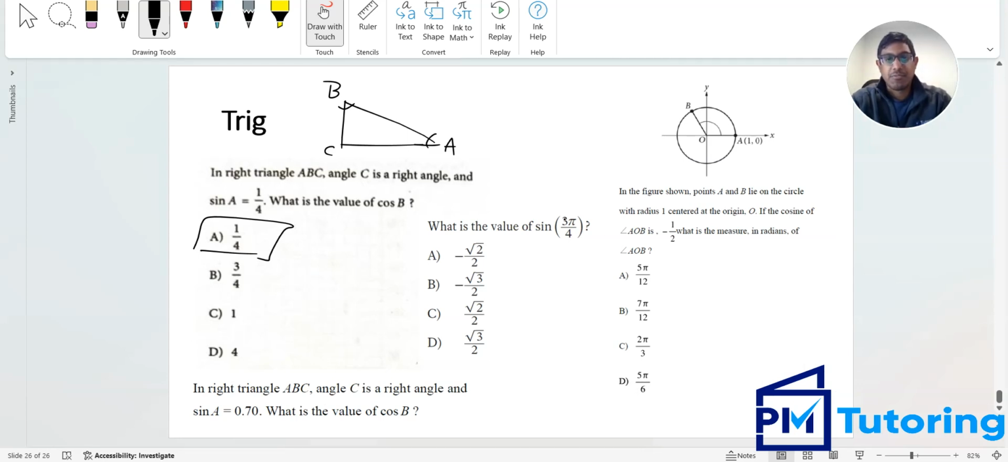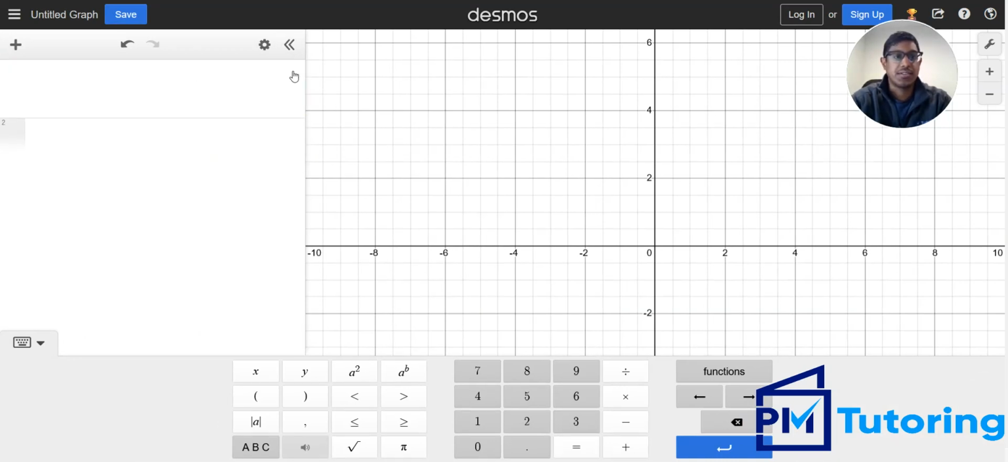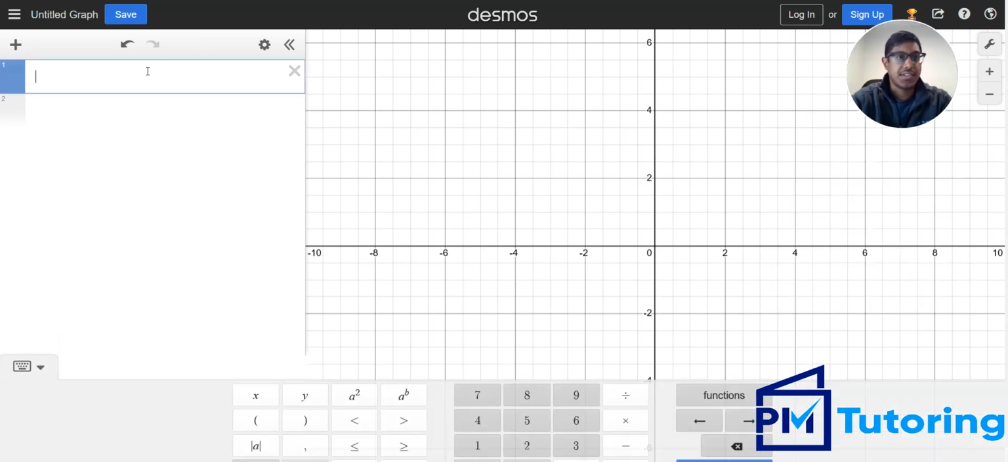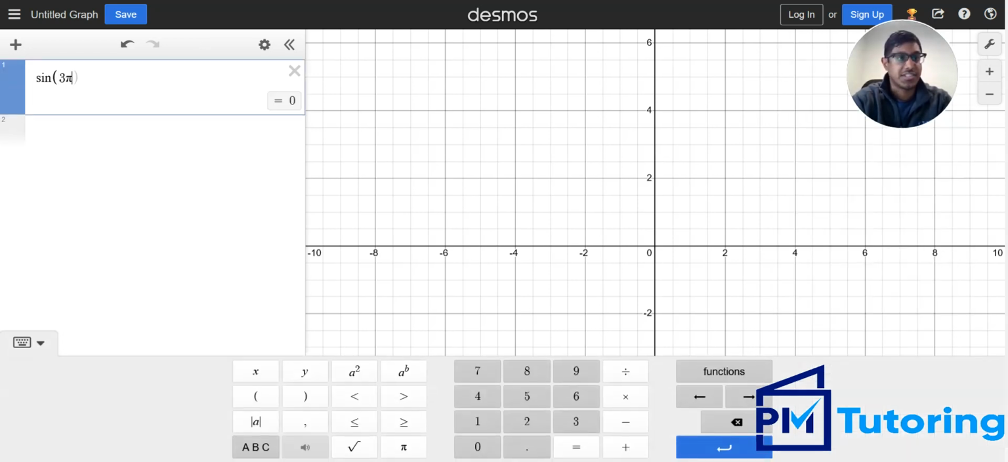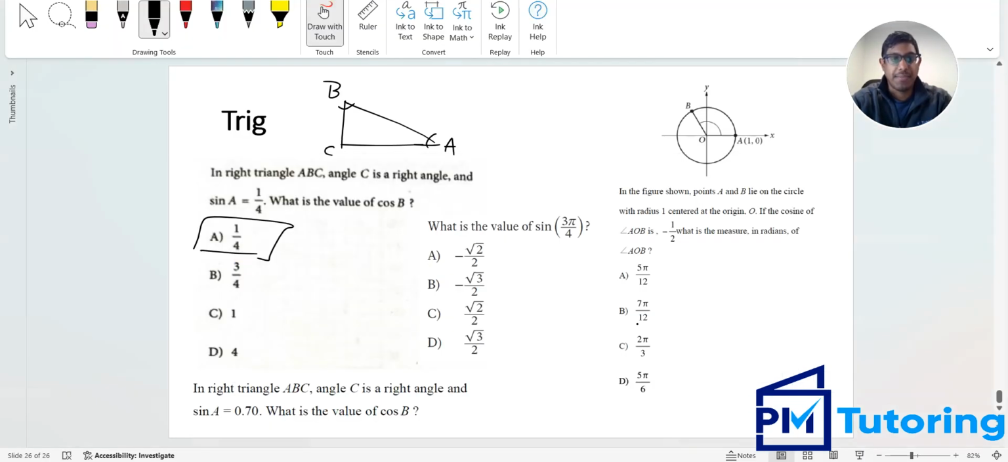Now keep in mind, when we're dealing with pi, we're probably being tested on radians. So if we wanted to find the sine of 3 pi over 4, we have to convert into radians. So we could do our little wrench over here, change to radians, sine of 3, and then just type in pi over 4, and we get 0.70. And so when we get 0.70 over here, we need to figure out what that would match up with.